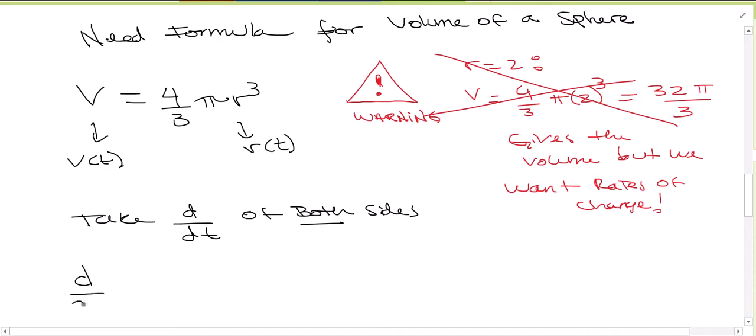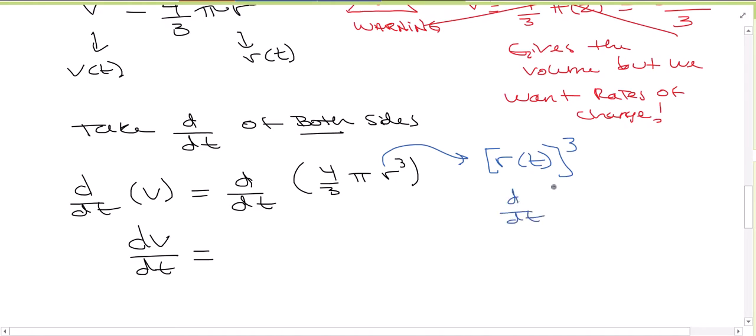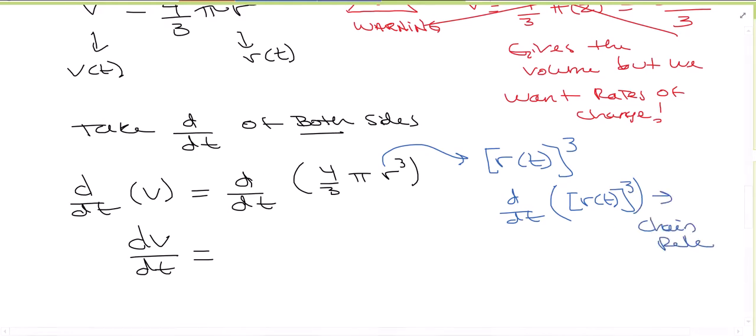So I'm going to have d/dt of the volume equals the derivative with respect to t of 4/3 pi r cubed. So on the left, we're just going to have dV/dt, and on the right, now here is our r cubed. Now remember, r is a function of t, so I really have r of t cubed. So when I take the derivative with respect to t of this function, what are we going to need? We're going to need chain rule. So let's do the chain rule there.